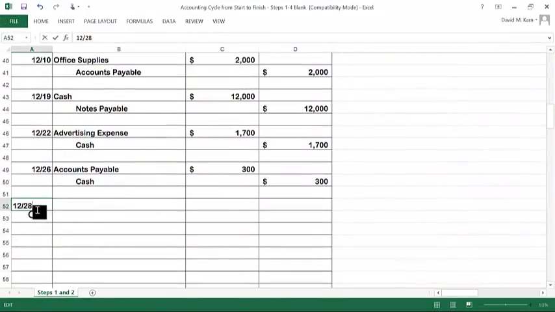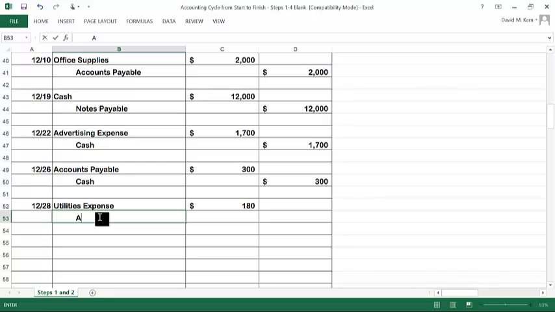So we know our expenses have to go up. So we're going to debit utilities expense. And that was for $180. And we know that we owe that, so we're going to credit accounts payable because we're not going to pay for it until January. No cash is leaving because we have not paid it yet. Our expenses increased and our liabilities increased.